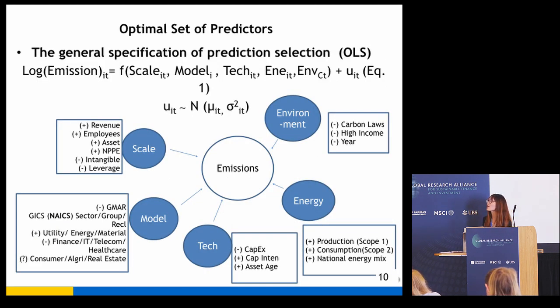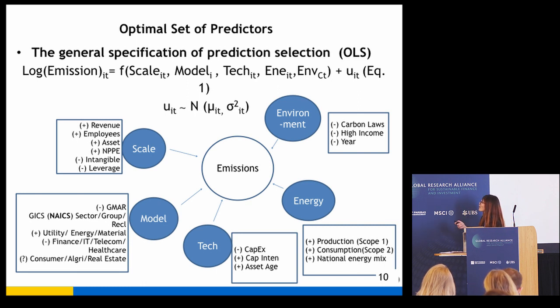In the very first step, we carry out a very simple linear regression, and we want to see what kind of predictors we should put into our model. In order to do that, we assume that carbon emission is a side product of the revenue generation process. Because of that, it is a function of scale of operation, business model, technology, energy, and also environment.